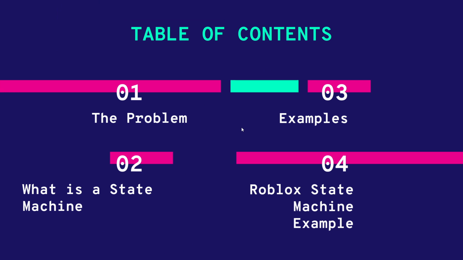So the things we're going to be going through, I know it's a bit annoying to see a PowerPoint, but I think it's kind of necessary just so we can be on the same page, so that you can have an idea on how it actually works before I start coding. So first we're going to see the problem, then we're going to see what a state machine is, then I'm going to show you some examples, and then I'm basically going to show you how to implement it inside of Roblox Studio.